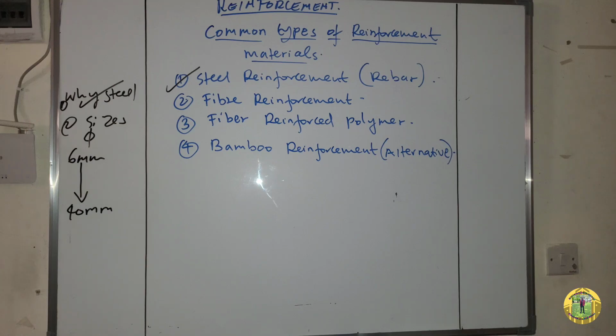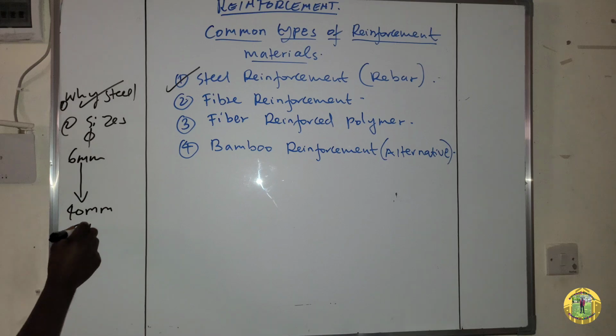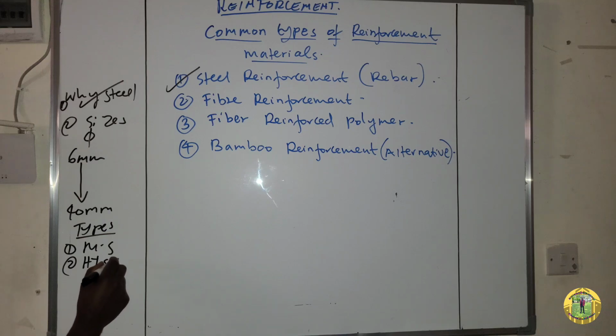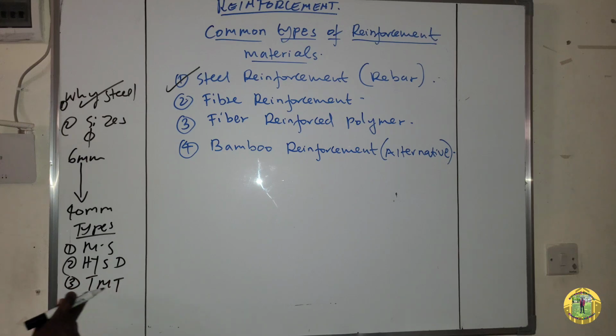And then I will also talk about steel reinforcement types. Under types, I will talk about mild steel. Number two, high yield steel deformed bars. And then number three, TMT, which is thermo mechanically treated bars.